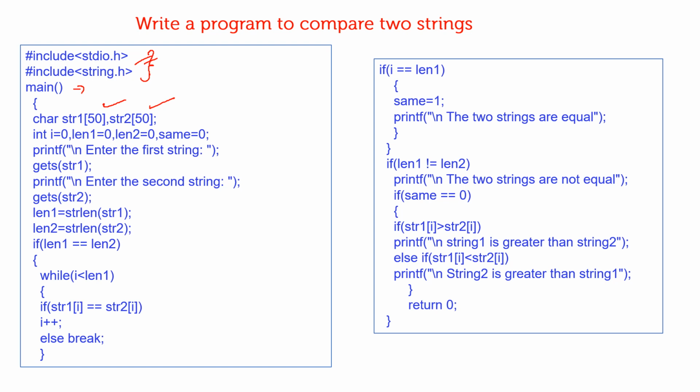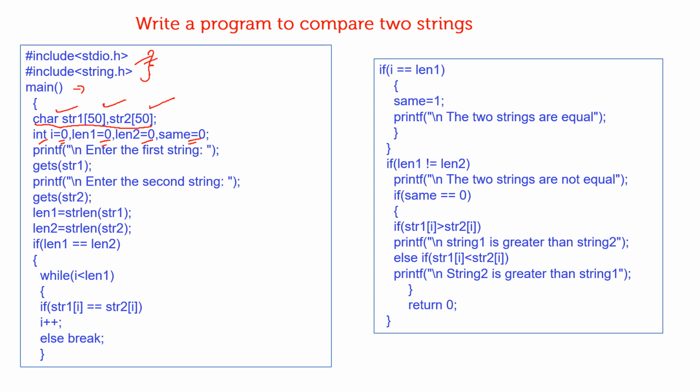You know that this is your declaration of your string. Your data type is always a character. Next you have the initialization of int. The data type is integer. What are the variables? i is equal to 0, length 1 is equal to 0, length 2 is equal to 0, same is equal to 0. First you are initializing all these values for the different variables.